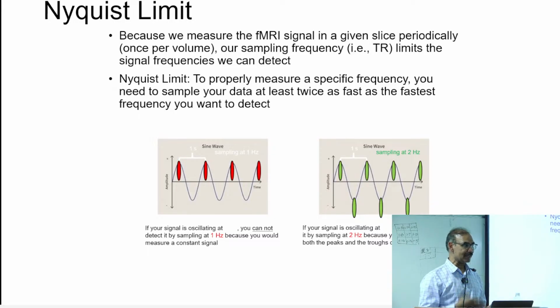Because fMRI cannot even measure the heart rate. It's too fast for most fMRI techniques. We are collecting at 2 seconds. We can measure the respiration rate, but not even the heart rate. Is that clear to everyone? So everyone understood the Nyquist theorem in time?